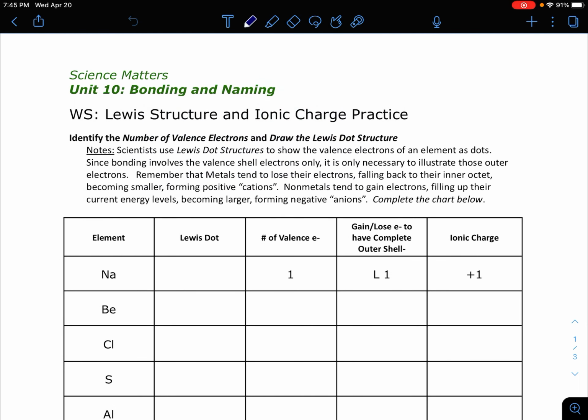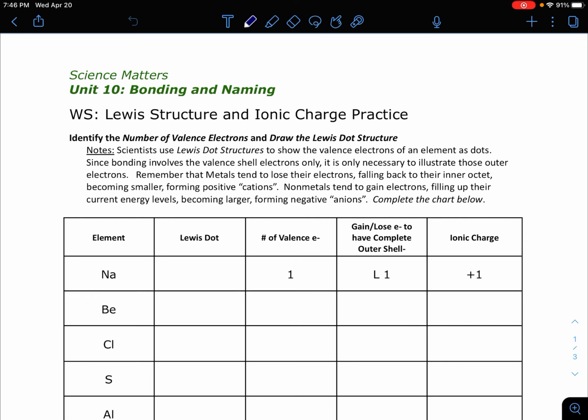Just wanted to give you some practice with how to fill out this worksheet, the one that's dealing with the Lewis structures and ionic charge practice. Hopefully you've already got the notes on how to draw a Lewis dot structure or a Lewis dot diagram. But let's take a look at how we would put that into practice. You'll need your periodic table handy to help us out a lot with this.